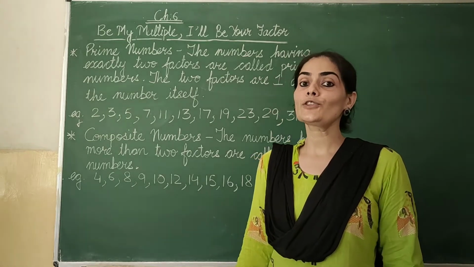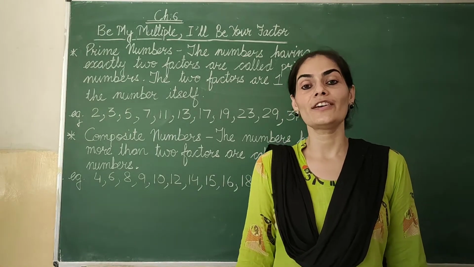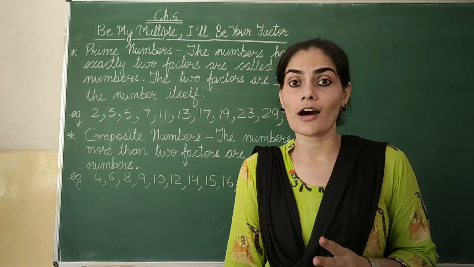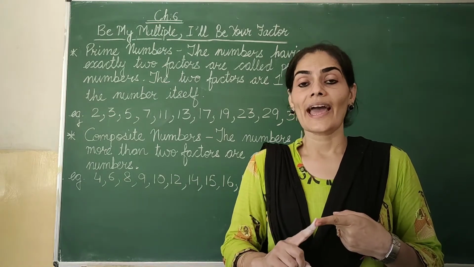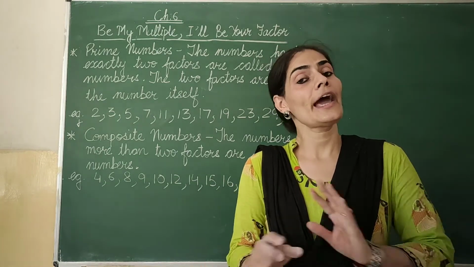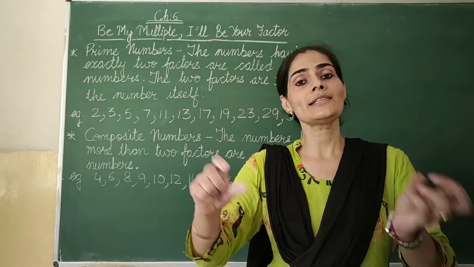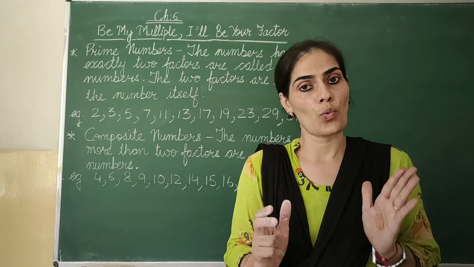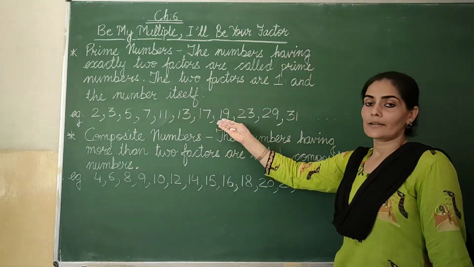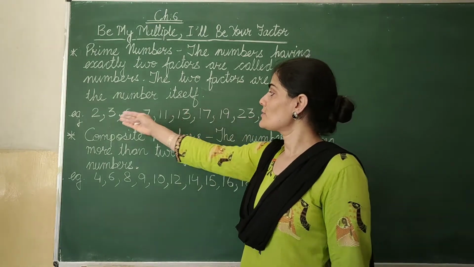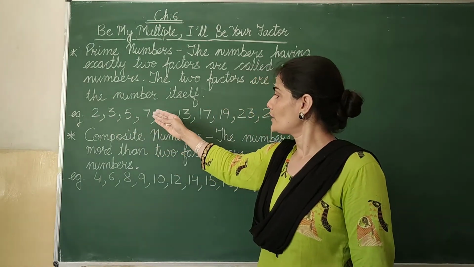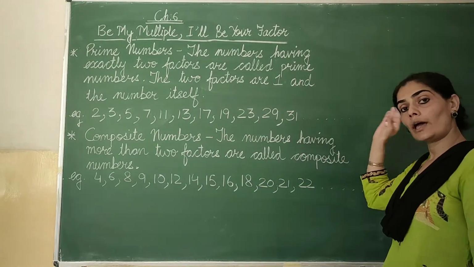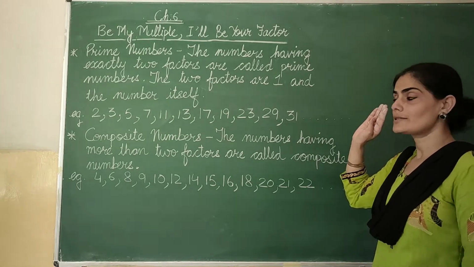Prime numbers are those numbers which have exactly two factors, and those two factors are 1 and the number itself. They have no other factor. The smallest and the largest: the largest is the number itself and the smallest is 1. So these are some examples of prime numbers: 2, 3, 5, 7, 11, 13, 17, 19, 23, 29, 31 and so on. Okay, the list is never ending.